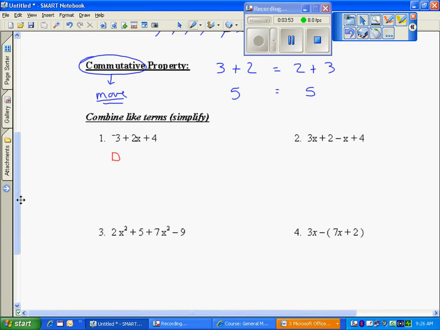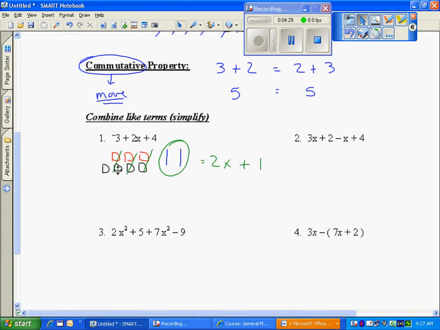Negative 3 says I would have 3 red. I would have 2 x's, which means I would have 2 sticks, and I would have 4 positive tiles. So using the commutative property, I'm going to take my 4 positive tiles, move them to be with my 3 negative tiles because they are of the same shape. I'm going to use my inverse property and cancel out and make zeros. And my answer to this problem is 2 x's, because I have my 2 sticks and my 1 positive tile.